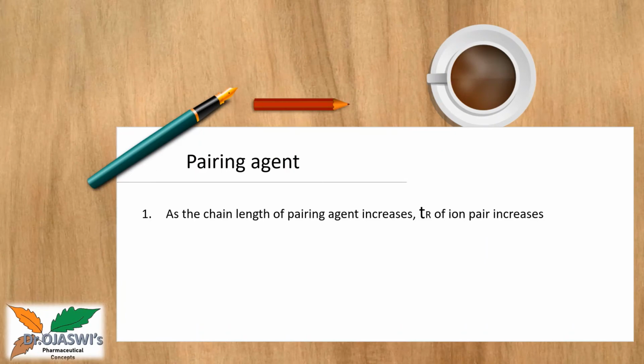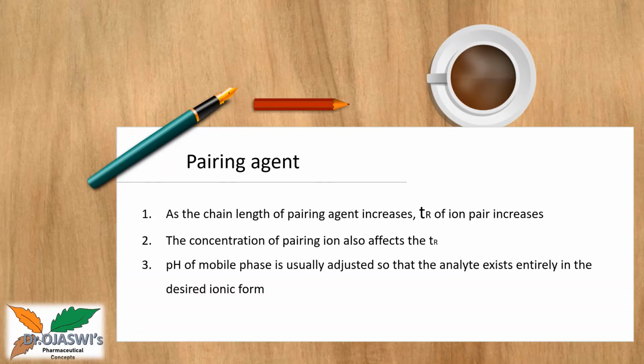As the chain length of the pairing agent increases, the retention time of the ion pair increases. The concentration of the pairing ion also affects retention time. The pH of the mobile phase is usually adjusted so that the analyte exists entirely in the desired ionic form, and thus buffers are added in the mobile phase.